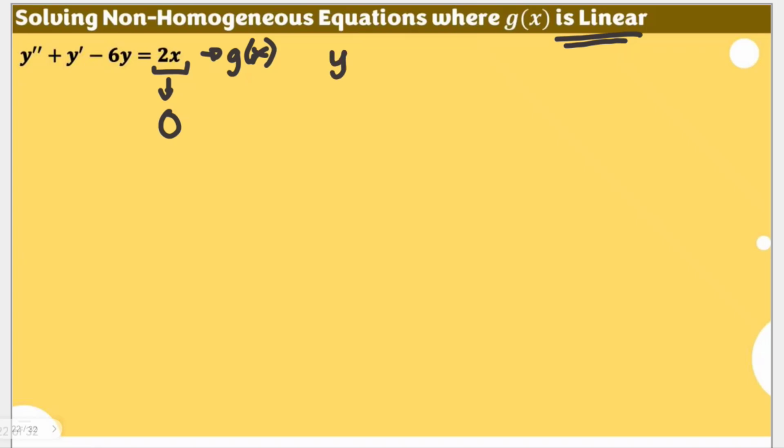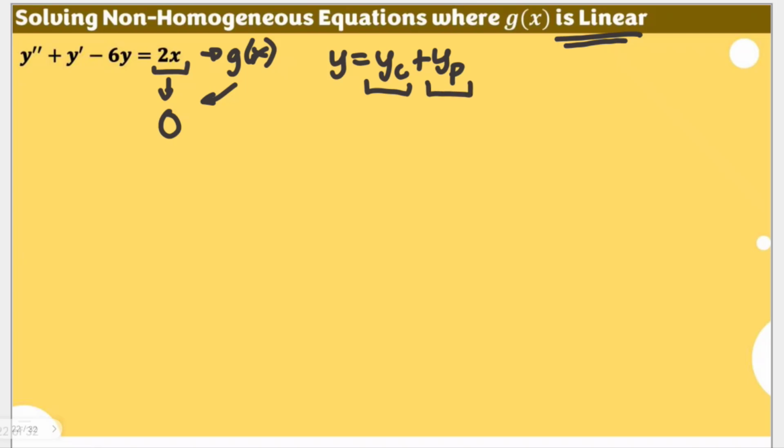You have here y is equal to y sub c plus y sub p. Now, y sub c is known to be the complementary solution of our equation if our g of x is equal to 0. Hence, we will be using the same processes involved in solving homogeneous equations, specifically the general solutions, which will correspond to our y sub c depending on the roots of our auxiliary equation.